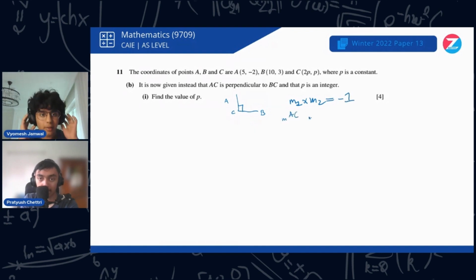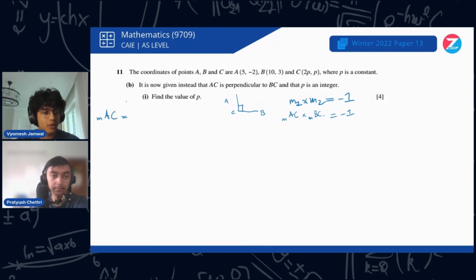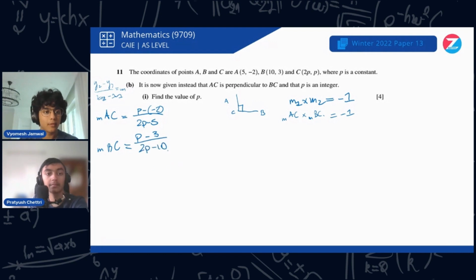To find the gradient of both of them, the gradient of AC is y2 minus y1 divided by x2 minus x1, which would be P minus negative 2 divided by 2P minus 5. And the gradient of BC is P minus 3 divided by 2P minus 10. Simple, straightforward. When we multiply them together, it should be negative 1. So let's do that.